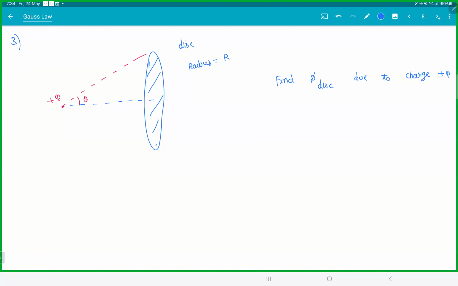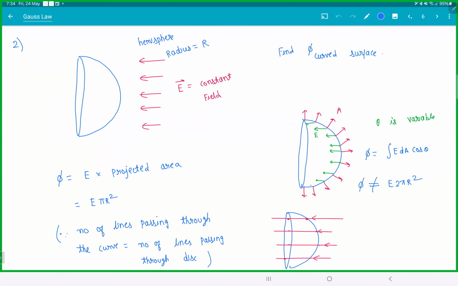It will be minus E into pi r square. Yeah, you're right. It will be E into minus pi r square, because all the angles are obtuse here, actually. The flux is entering, no? Flux is not coming out of this thing. You're right, Swastik. It will be negative.